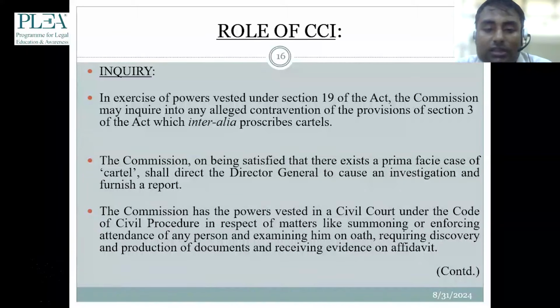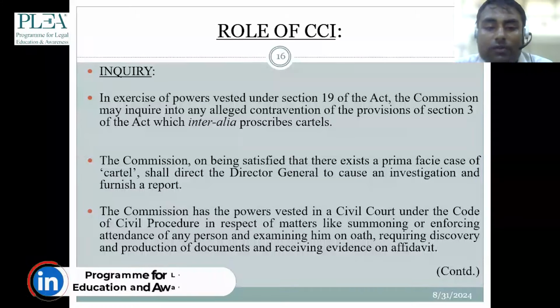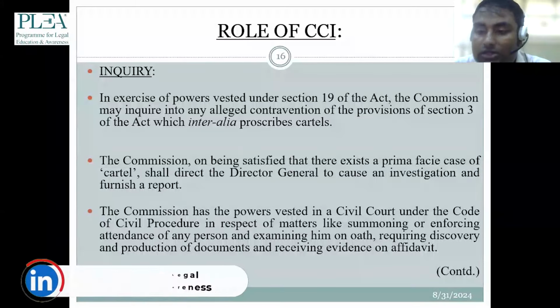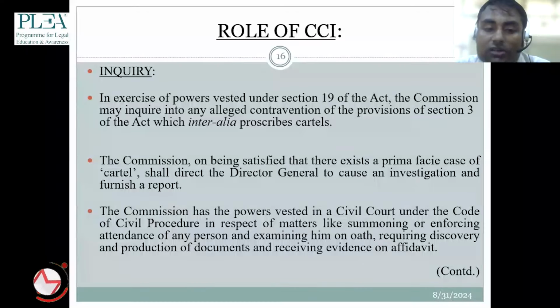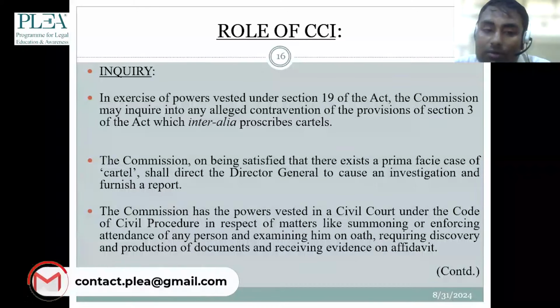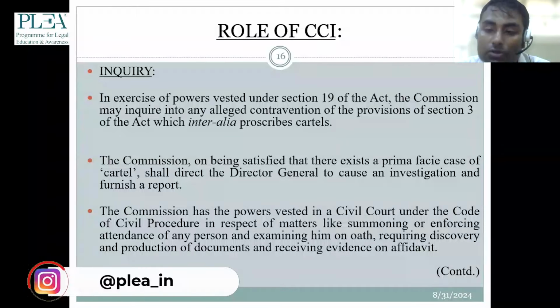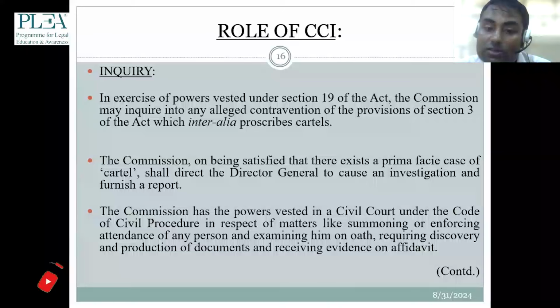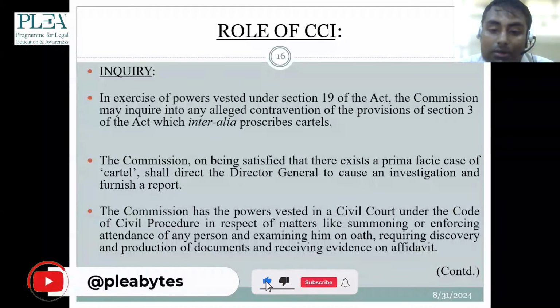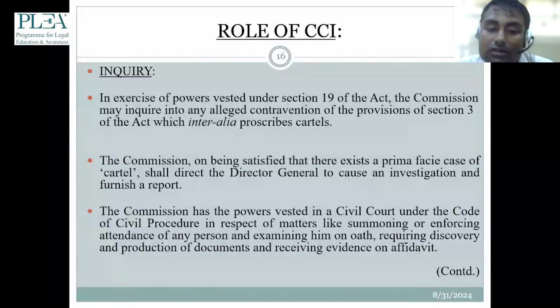The Commission, on being satisfied that there exists a prima facie case of cartel, shall direct the DG, DG means Director General, to cause an investigation and furnish a report. And that is asked by the Commission. The Commission has the power vested in a civil court under the Code of Civil Procedure. Now, the procedure under the CPC also applies, in respect of matters like summoning or enforcing attendance of any person and examining him on oath, requiring discovery and production of documents, and receiving evidence on affidavit. All these parts, receiving of affidavit, summoning someone, are part of CPC.